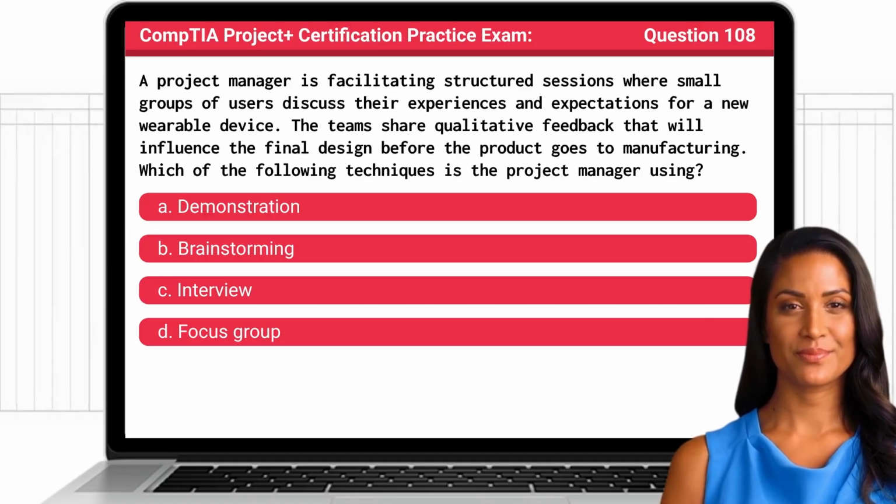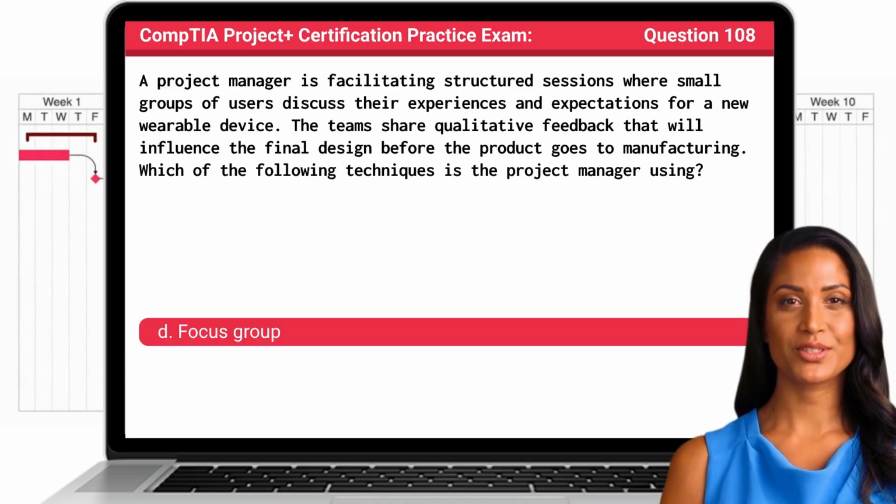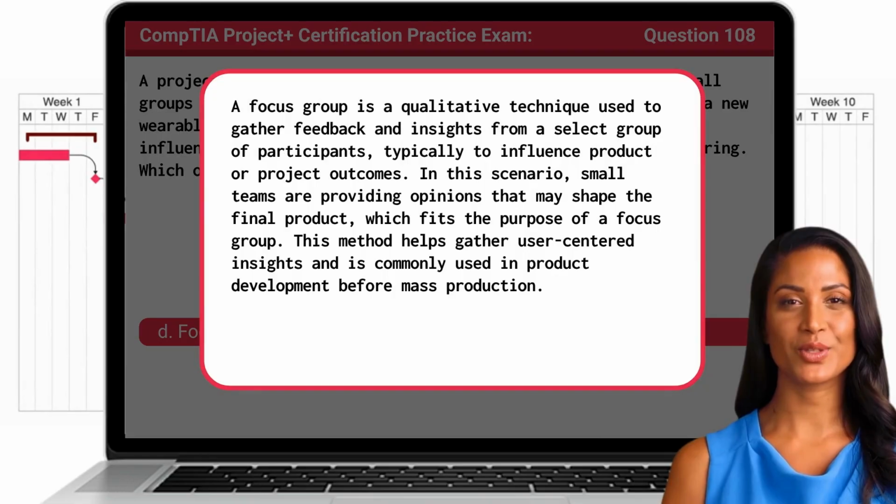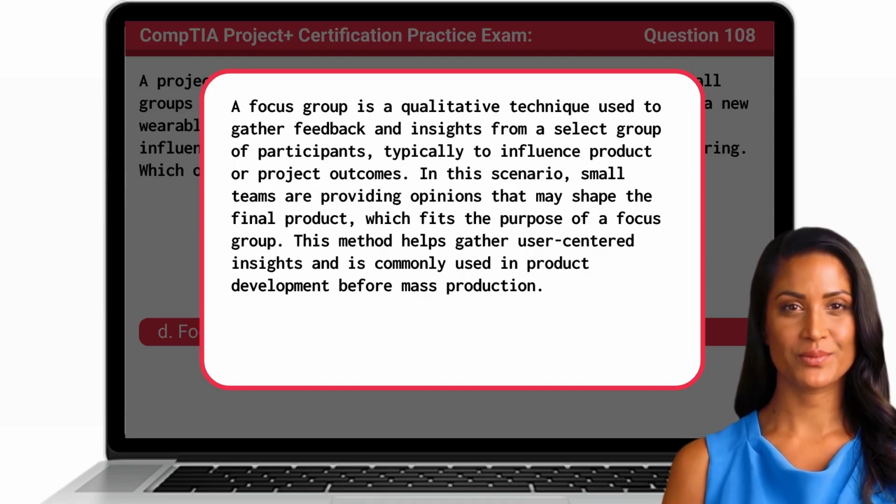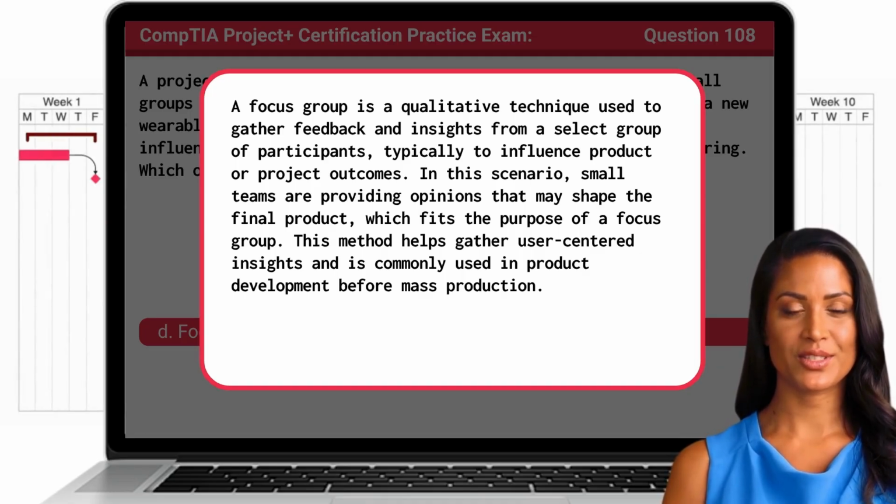The answer is D. Focus group. A focus group is a qualitative technique used to gather feedback and insights from a select group of participants, typically to influence product or project outcomes. In this scenario, small teams are providing opinions that may shape the final product, which fits the purpose of a focus group. This method helps gather user-centered insights and is commonly used in product development before mass production.